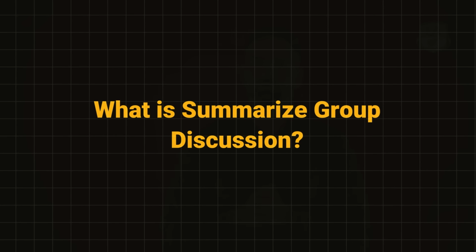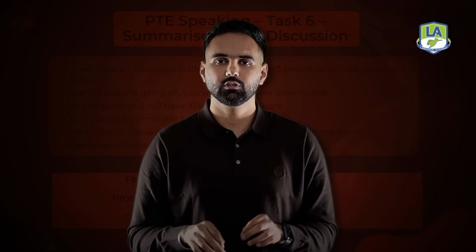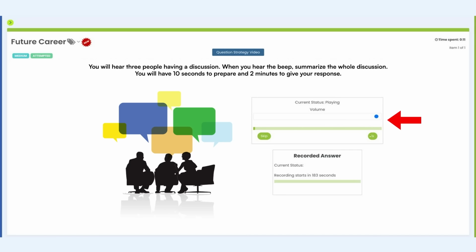What is Summarise Group Discussion? This is the 6th question type of your test. In this, you'll get an audio which will go on between 2 to 3 minutes, and this will be a conversation or a discussion between 3 people. There will be 3 speakers in this.